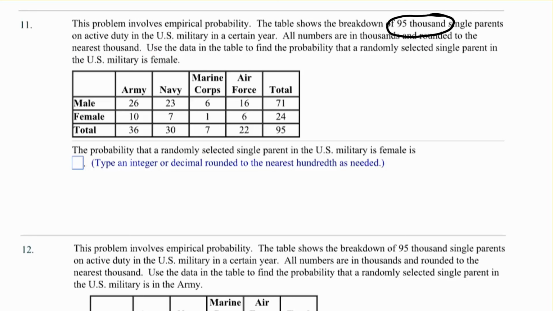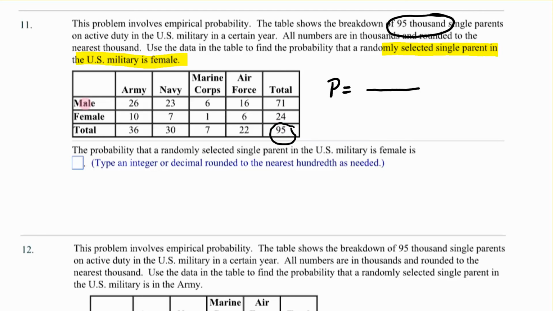Randomly selected parent is female. All right. Well, the probability is the number of females over the total number. It really works the same way. All right, what is the total of all of the parents, the single parents? We look at this for a minute.